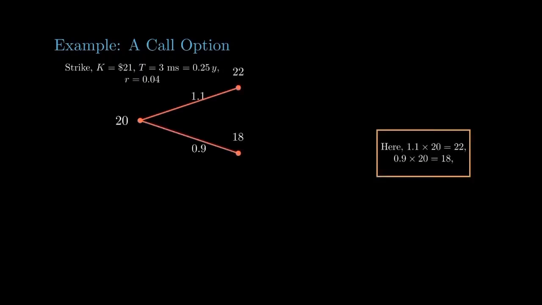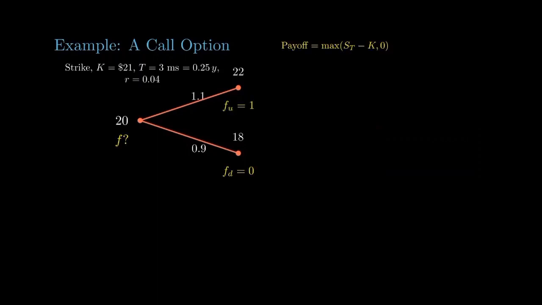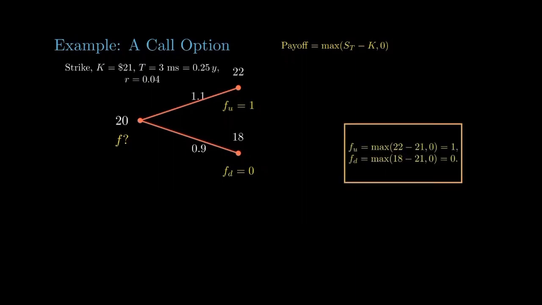The price may increase by a factor of 1.1, resulting in a final possible price of $22, or decrease by a factor of 0.9, resulting in a final possible price of $18. In this scenario, the potential payoff is either 1 or 0, as indicated on the tree. The main goal here is to determine the premium of the option at t equal to 0, or today, or during the contract formation.